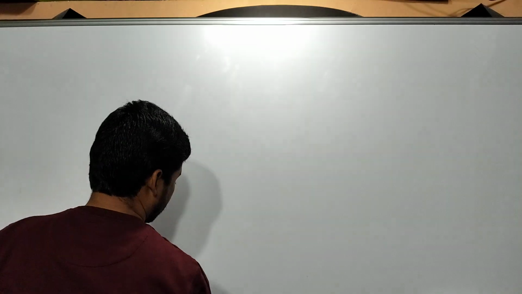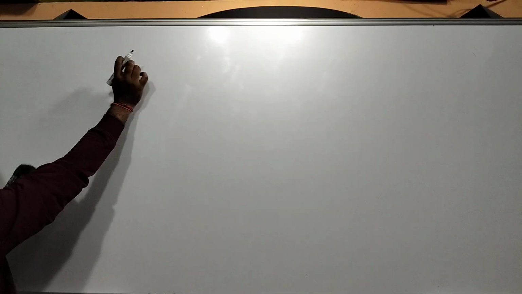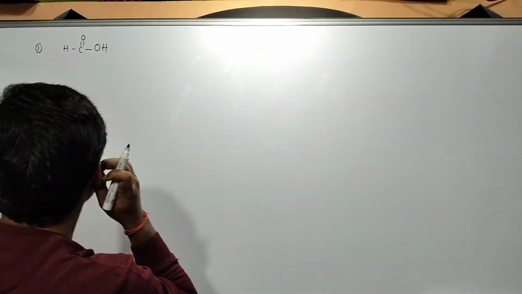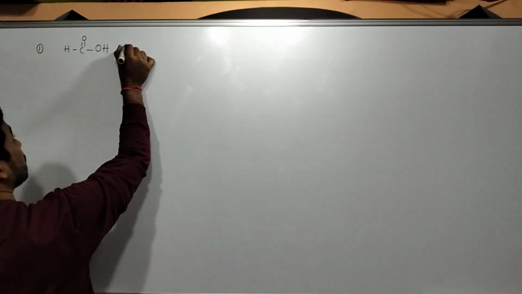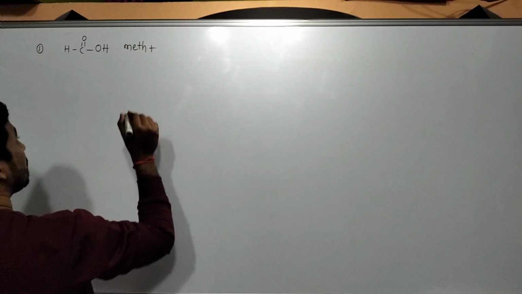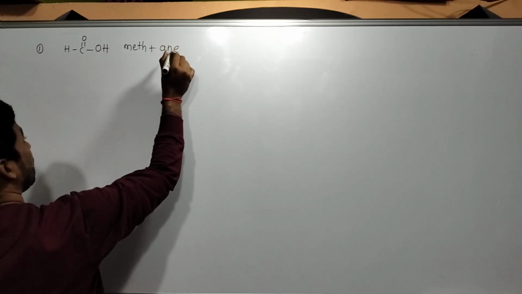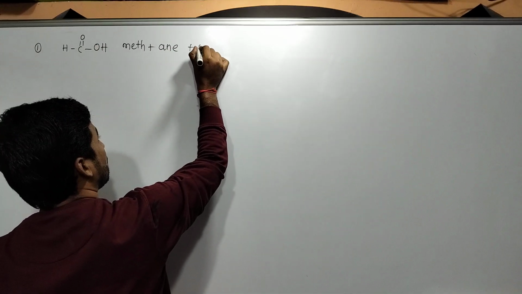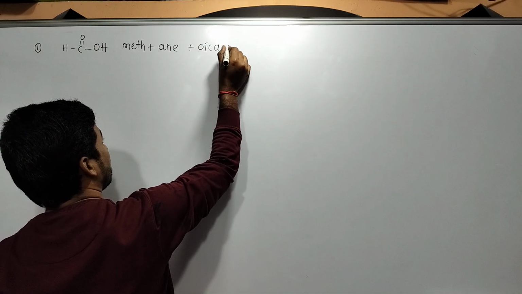Right, see the examples here. If the COOH group is present, it is a carboxylic acid. So the first example, H-C double bond O, OH. For this molecule, how many carbon atoms? Only one carbon atom. So use the root word meth, and with only one carbon atom, consider it as ane. Next, due to the presence of the COOH group, the secondary suffix is oic acid.